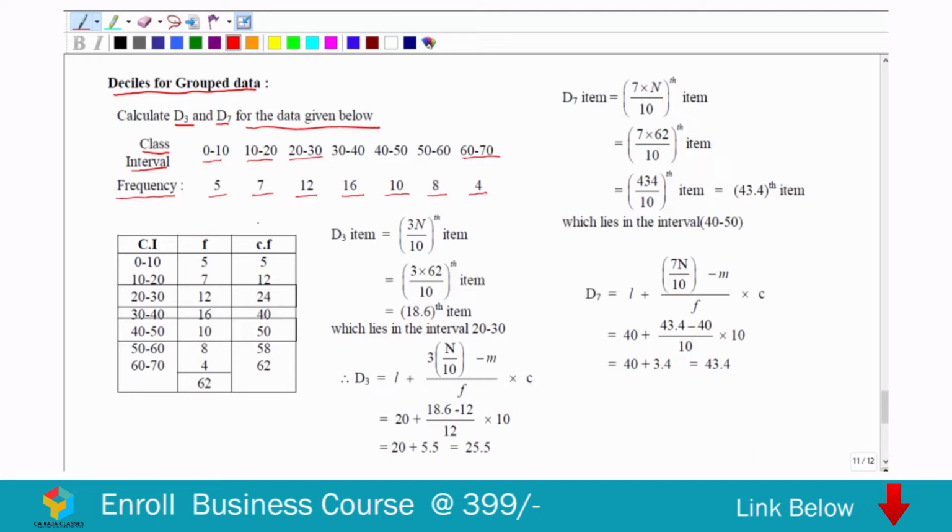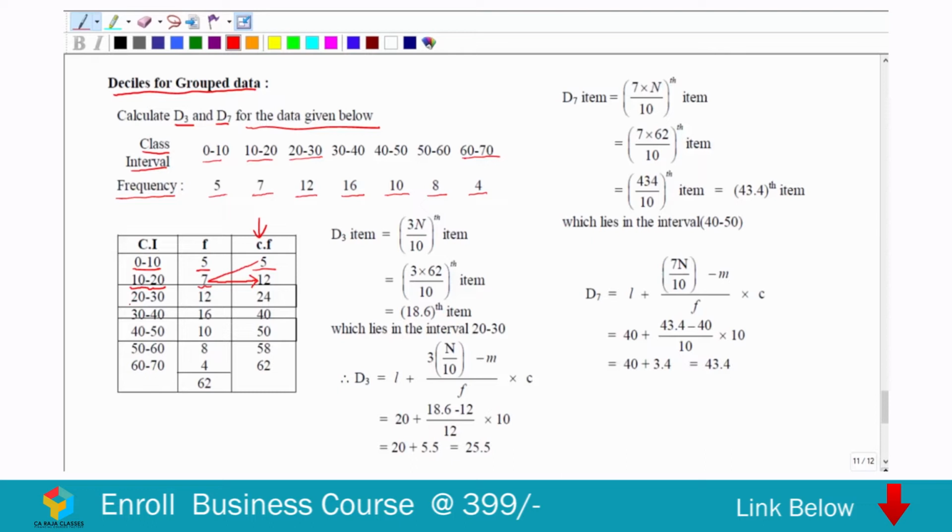Then what is important is we have to find out the cumulative frequency. Cumulative frequency is nothing but the frequency of a particular class interval added to the previous frequencies. If the frequency for class interval 0 to 10 is 5, the cumulative frequency is also 5 because you don't have a predecessor. But for class interval 10 to 20, we have a frequency of 7, and its cumulative frequency is the previous cumulative frequency plus current frequency. So 5 plus 7 is equal to 12. That is the cumulative frequency for class interval 10 to 20.